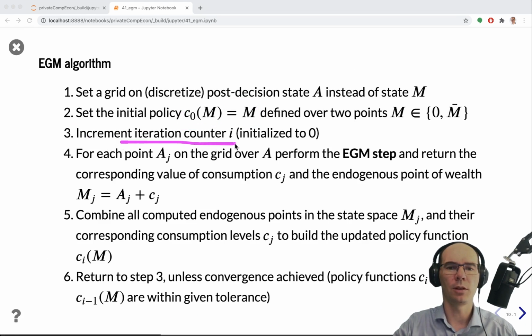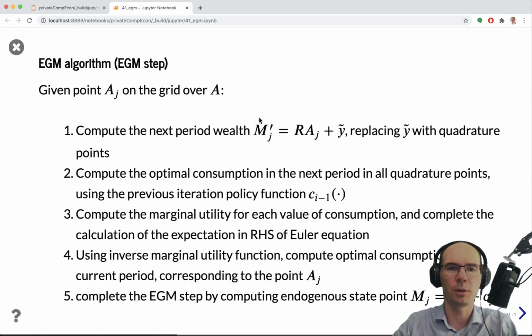Now, incrementing the iteration counter i, so that we use i to denote the iterations. And then, for each point a_j on this grid of savings, we perform the EGM step that returns the corresponding value of consumption and the endogenous point of wealth. Now, let's look at what this EGM step does.